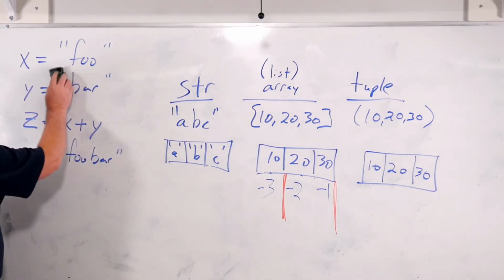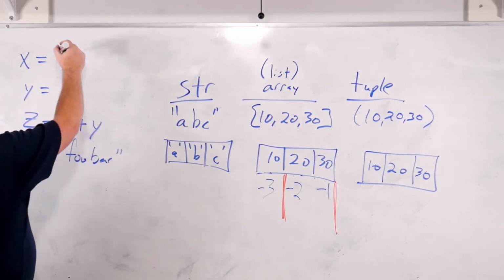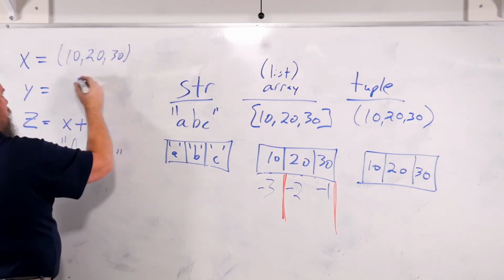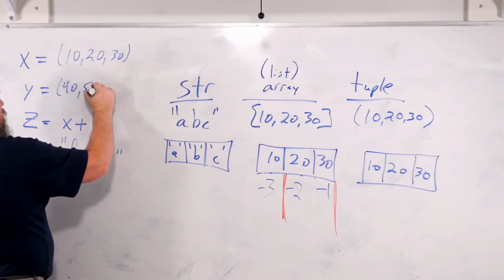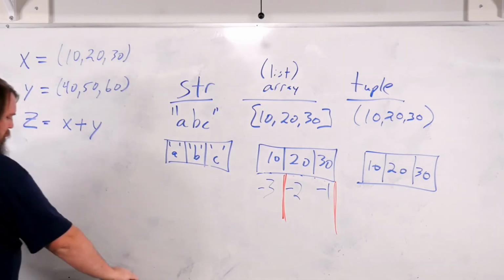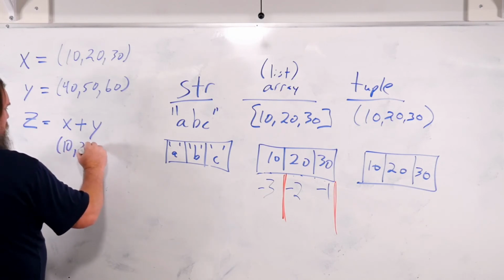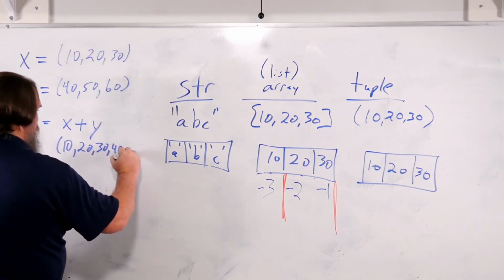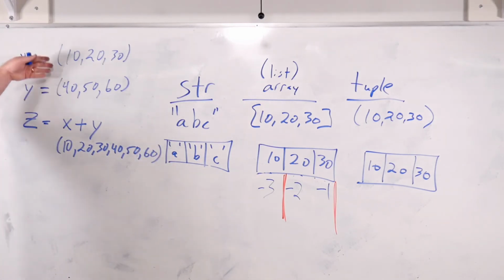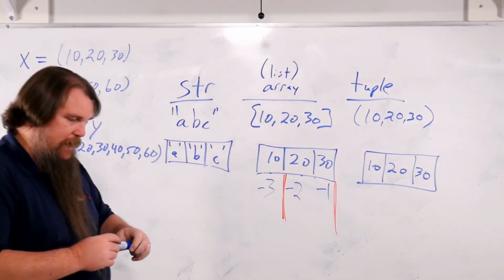This same syntax works for lists and tuples. So let's do a tuple. x is 10, 20, 30, and y is 40, 50, 60. If we now say z equals x plus y, then what is z? It is the tuple 10, 20, 30, 40, 50, 60. If these were two arrays, then when you concatenate them together, you get a longer array.